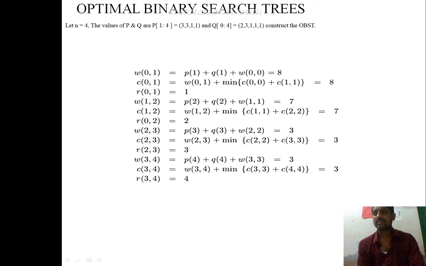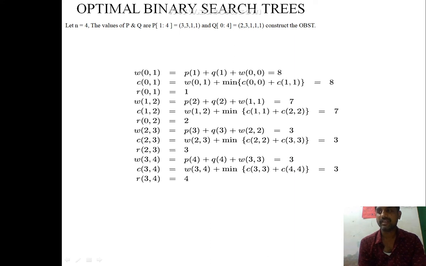The equation is solved for C of 0 comma n by computing all C of i comma j such that j minus i equal to 1 and then j minus i equal to 2. Initially, we can assign C of i comma i equal to 0 and W of i comma i equal to Q of i, for 0 less than or equal to i.